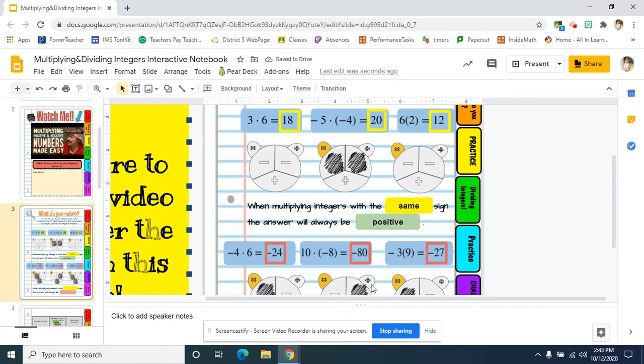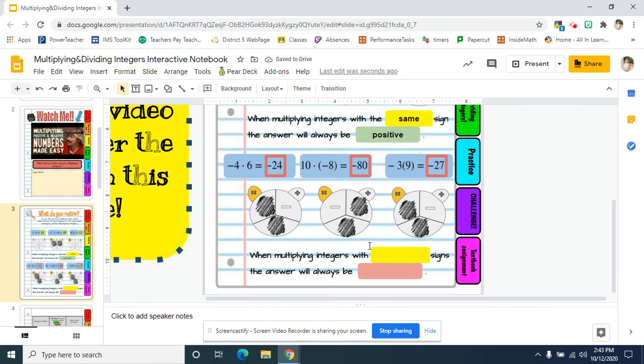Okay, so let's go down here and look at the second half. I got a negative 4 times positive 6. That's going to equal a negative 24. I got a positive 10 times a negative 8. That equals a negative 80. I got a negative 3 times a positive 9. That equals a negative 27.